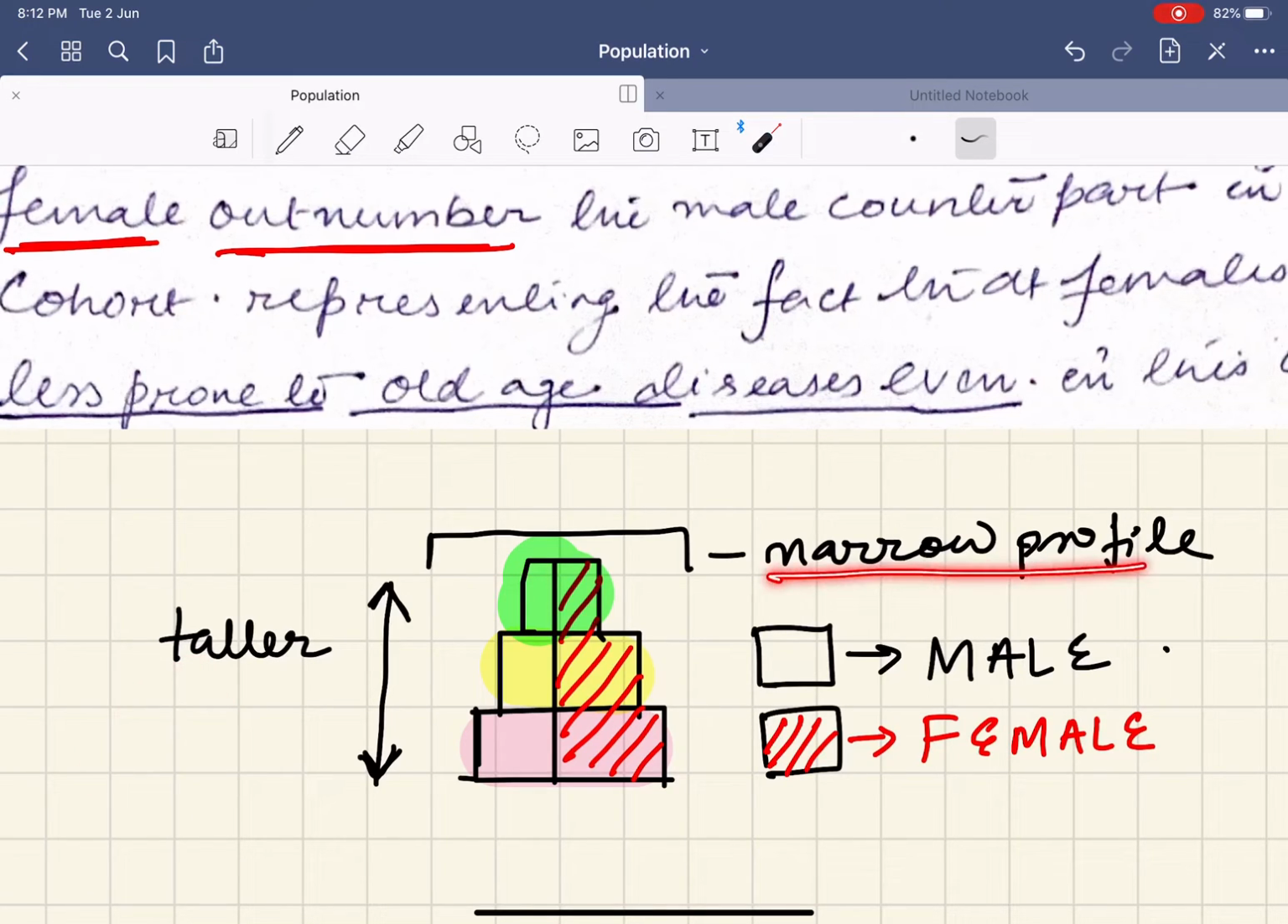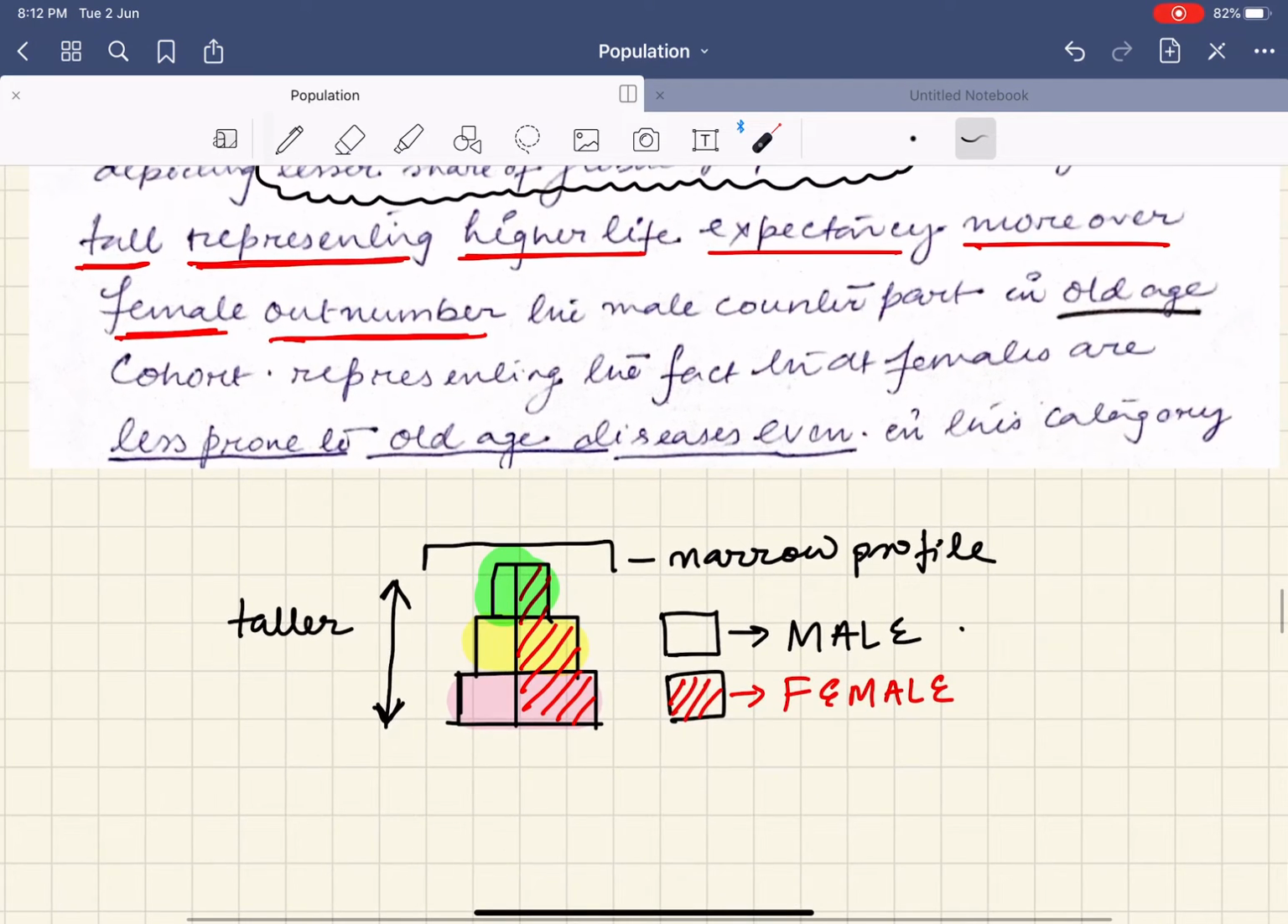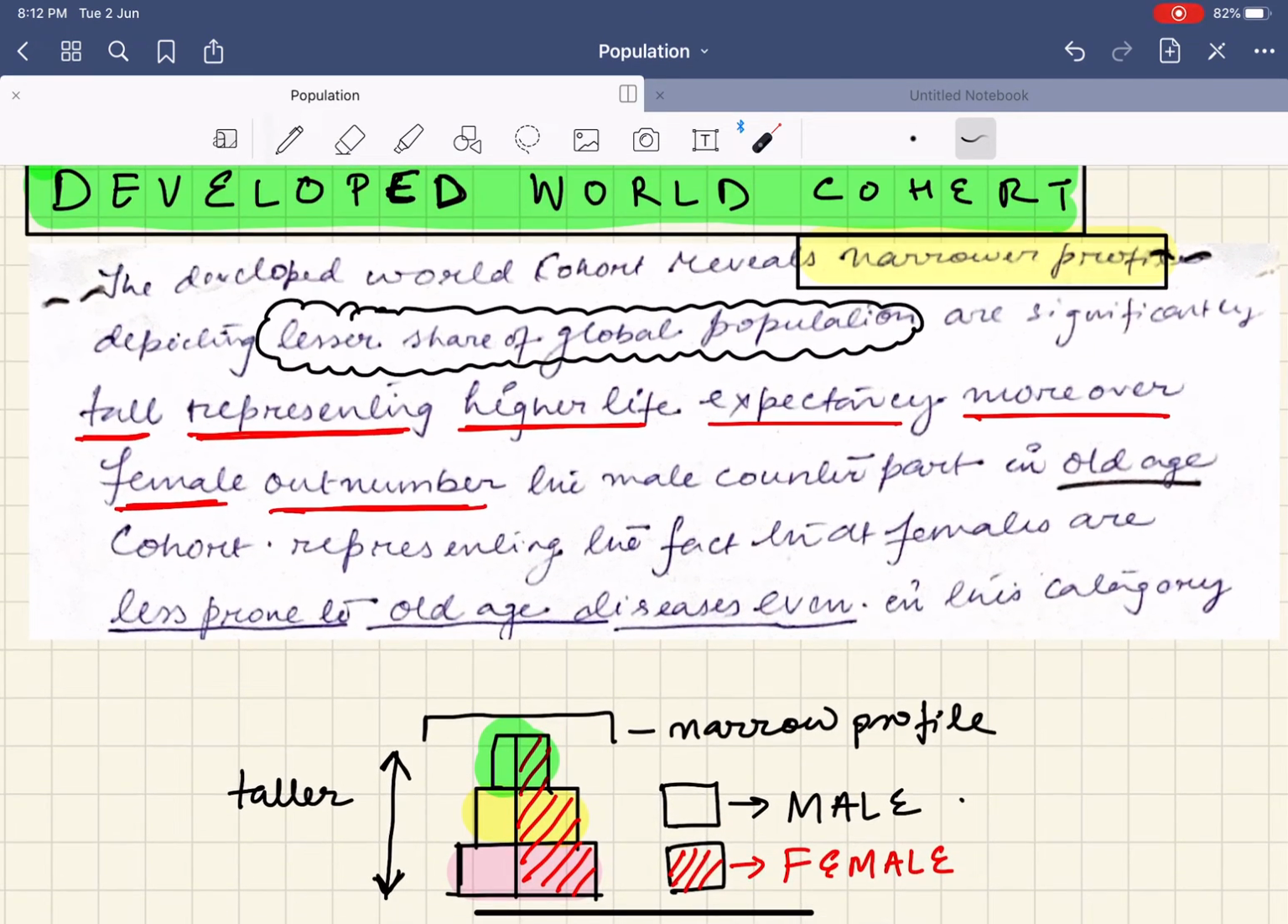Similarly, we can see a narrow profile. This base is very narrow. It means that the share of population is also very low. But in case of the developing world, the profile was very, very wide. Hence, the population was high over there. Now let's analyze the statement. The developed world cohort reveals a narrow profile. Yes, we have explained this. Depicting lesser share of the population growth. Yes, we have explained this. Which are significantly tall, representing higher life expectancy.